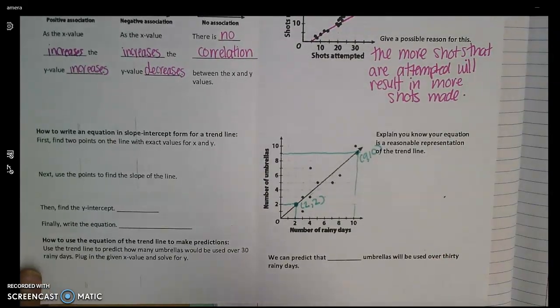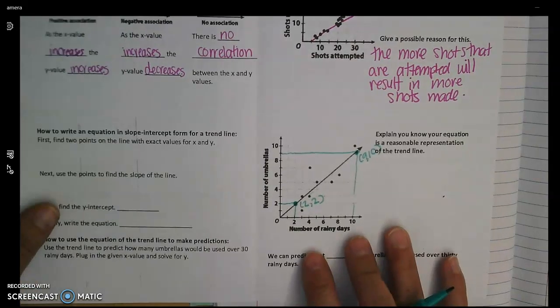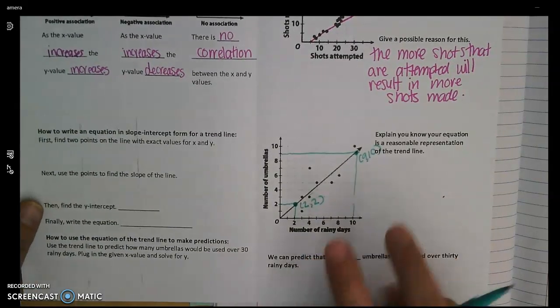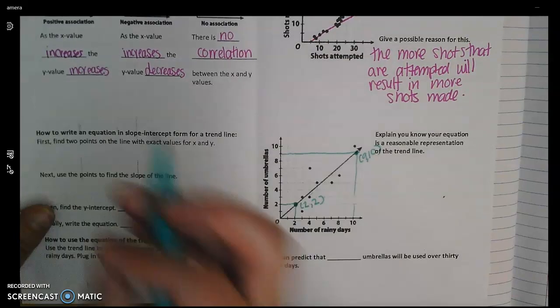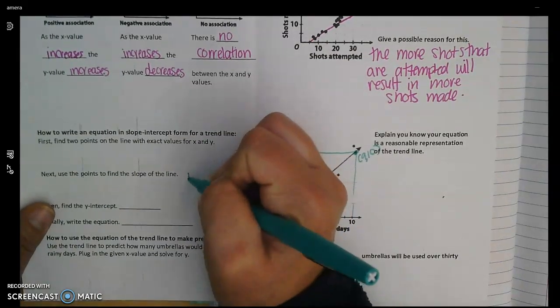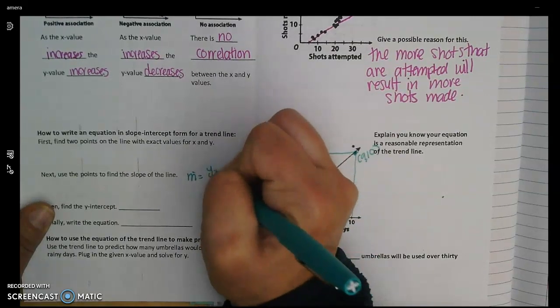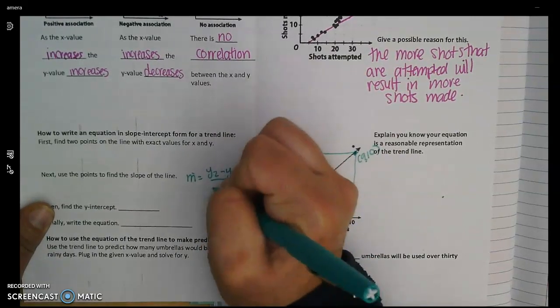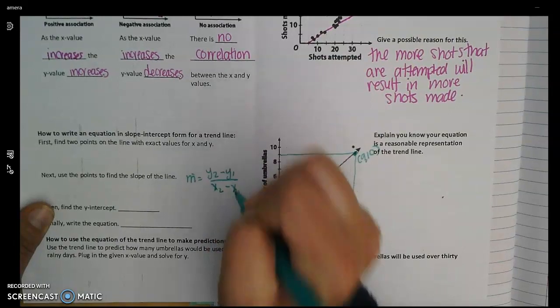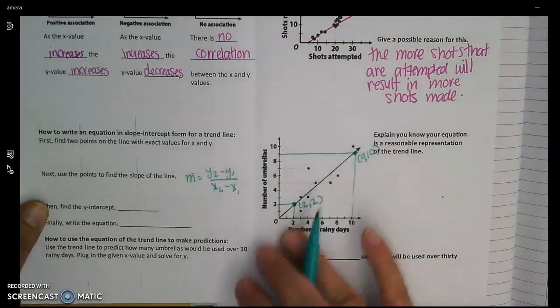Now, it's been a while since we've done that, but I will refresh your memory on how to find the slope, given 2 points. The equation that we use to find the slope given 2 points is m equals, m meaning slope, y2 minus y1 over x2 minus x1. And the y and the x come from the points that are represented on our graph.